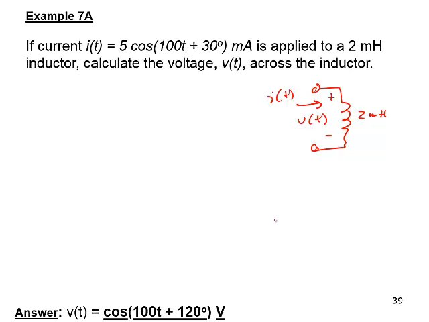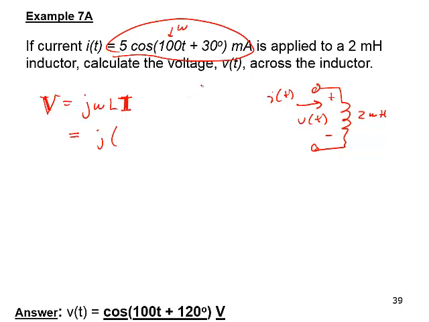Okay, so if we are going to try to figure out this problem, i of t, v of t, we want to figure that out. Well, in the phasor domain, we know the phasor relationship for an inductor is V equals j omega L times I. Since we can read off phasor I pretty much directly from there, our voltage is going to be j times 100. This is going to be omega, the 100t, right? So omega equals 100, and phi equals 30.